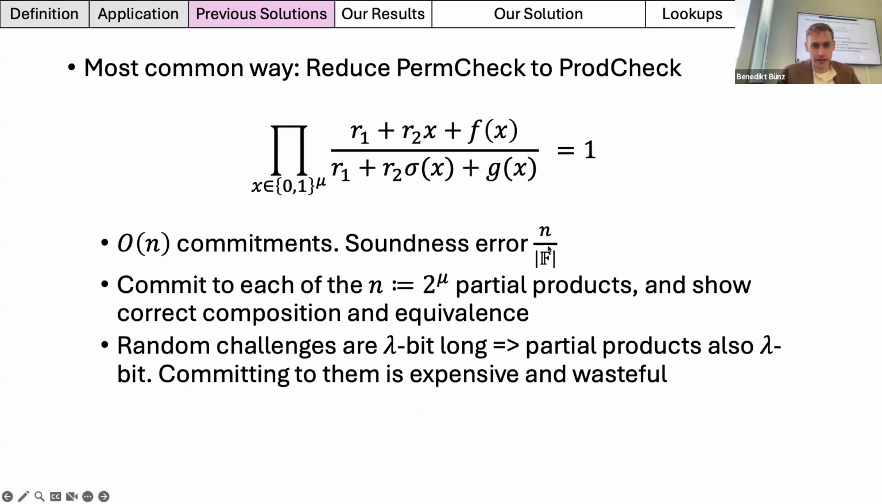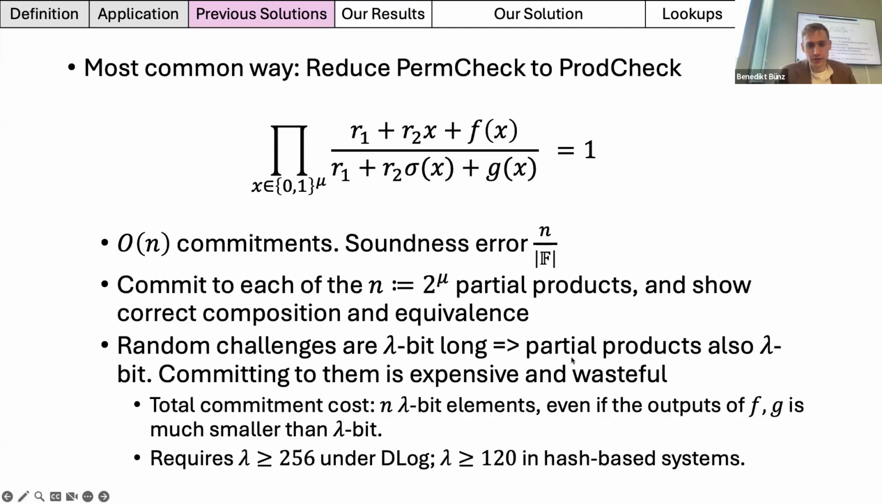And in fact, one thing that's interesting is that it has soundness error n over the size of the field. The other thing is that even if the elements in F are small elements, they could be bits, for example, this product or this fraction here is still going to be large. Partially because I'm using large challenges for R1 and R2, but also because it's the product of multiple things. So these partial products are large. So committing to them is expensive and wasteful.